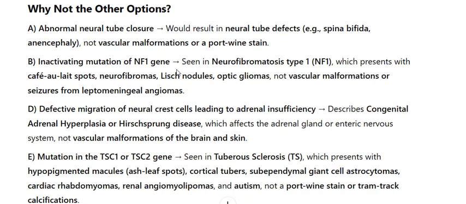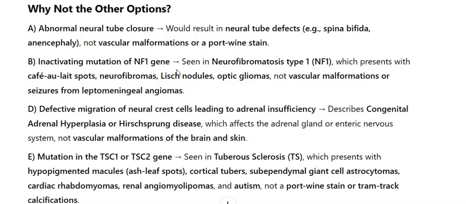Why not the other options? A. Abnormal neural tube closure would result in neural tube defects, e.g. spina bifida, anencephaly, not vascular malformations or port wine stain. B. Inactivating mutation of NF1 gene, seen in neurofibromatosis type 1, NF1, which presents with cafe-au-lait spots, neurofibromas, Lisch nodules, optic gliomas, not vascular malformations or seizures from leptomeningeal angiomas.